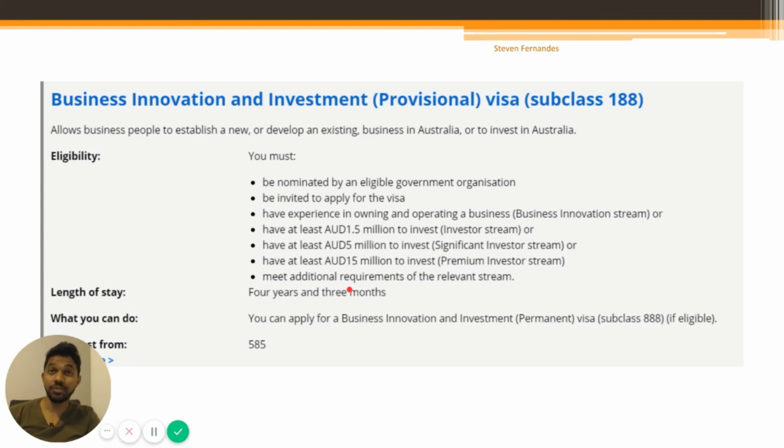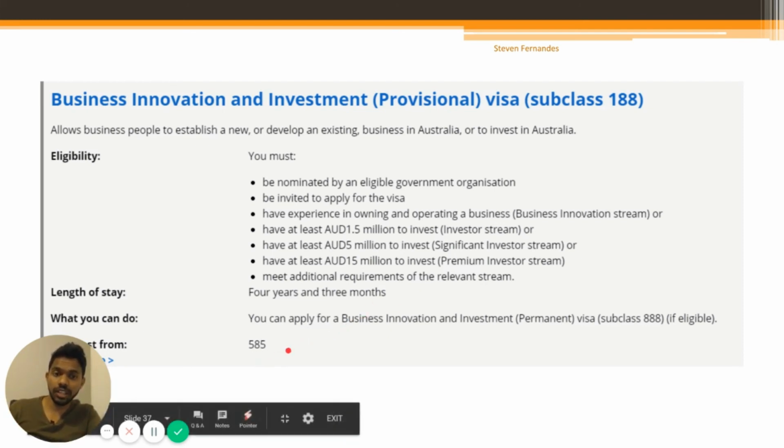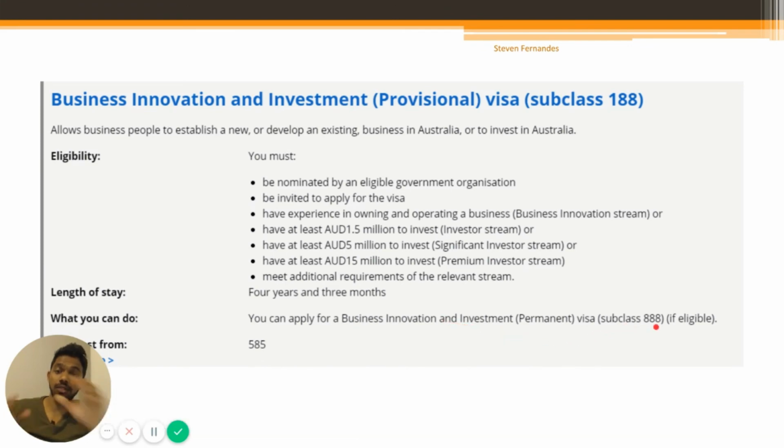Yeah, but this visa is for people who have businesses and who might want to start a business within Australia, and which will generate employment for Australians. So that's the reason why this visa is available. It costs $785, and you can also apply for a permanent visa. So once you get this visa, you get to apply for a permanent visa after a certain amount of time.